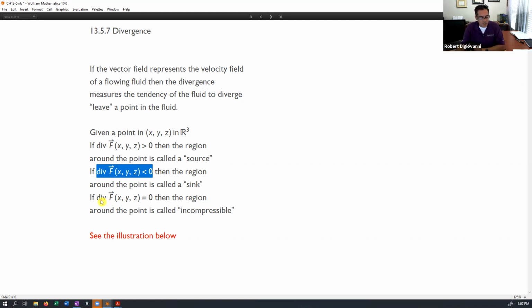And then if your div is 0, then we will call the region around that point incompressible. And that means things aren't wanting to move away and they're not wanting to move in. They're just wanting to stay where they are. And when you think about something like that, it's not compressible. If you could compress something, things are going to move in, right? So now we get to look at it visually.